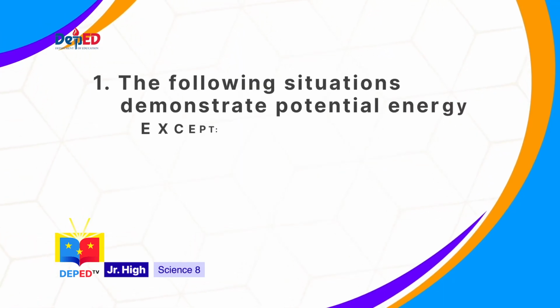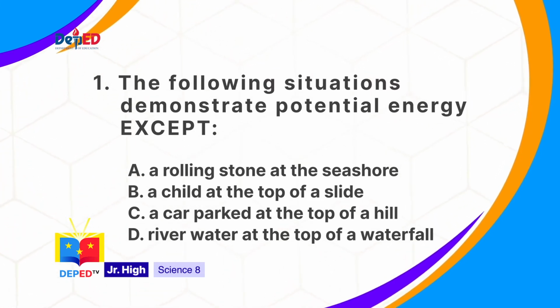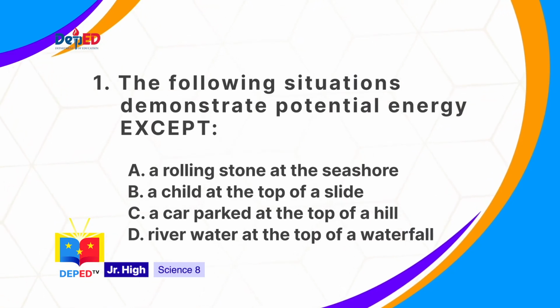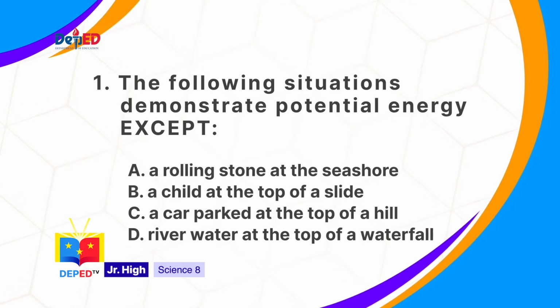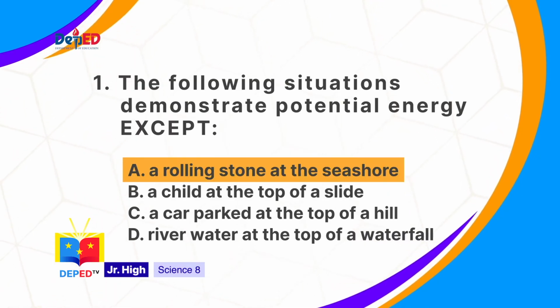The following situations demonstrate potential energy except: A, a rolling stone at the seashore. B, a child at the top of a slide. C, a car parked at the top of a hill. Or D, river water at the top of a waterfall. The answer is A, a rolling stone at the seashore.